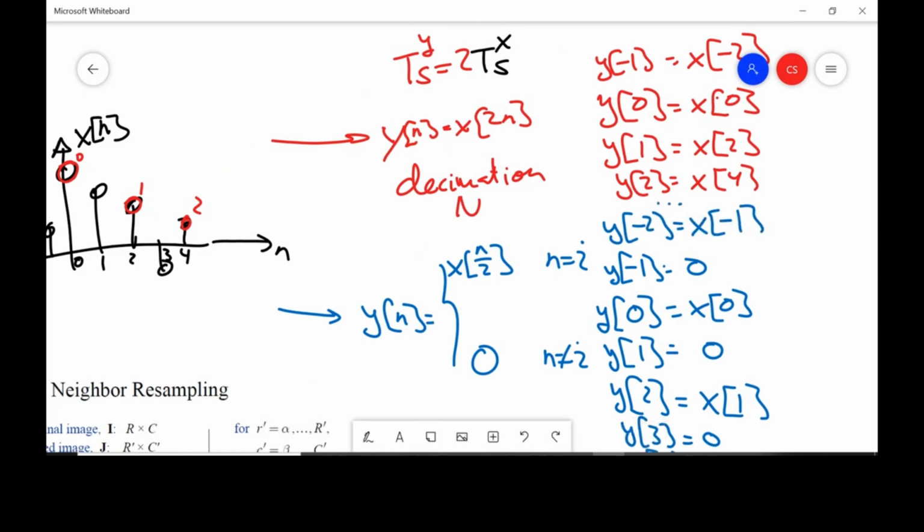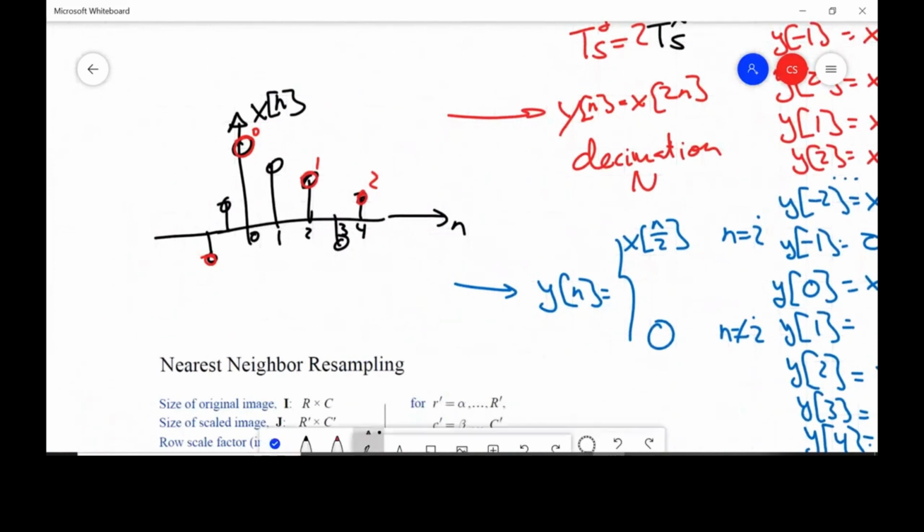Let's draw them again here. We will have this sample, then 0, then this sample, then 0, then this sample, then 0. The same on the other side. And in the blue axis now, this is the index number 0, this is index number 1, 2, 3, 4, and so on. So now the blue signal is slower than the original. And we have filled with zeros.